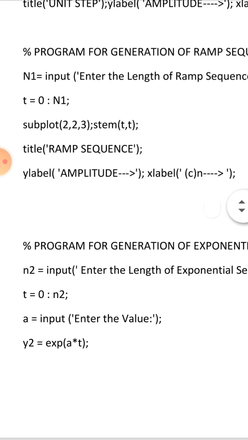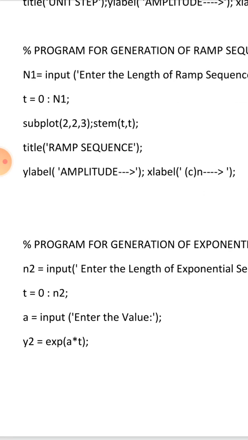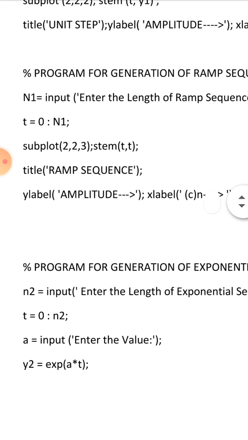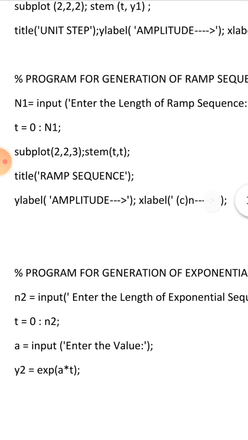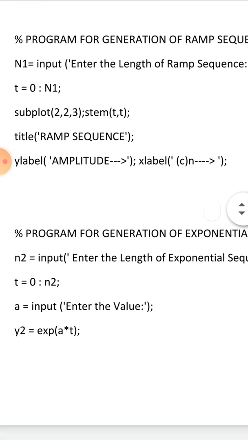The third type of discrete signal which you are going to see is the ramp sequence. A ramp sequence is more or less like a linear relationship, so either your output increases with the input or your output decreases with the input. Here also we are getting the length of the signal through the input command. Enter the length of the ramp sequence. Your command window will display that, and whatever number you give as input will be taken as capital N1.